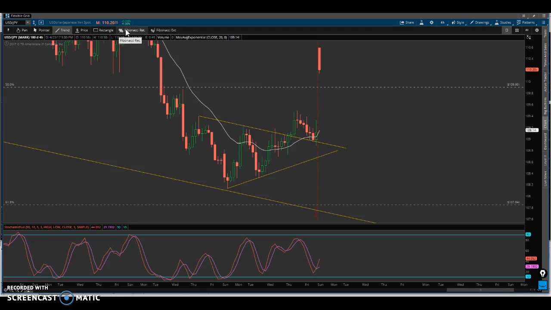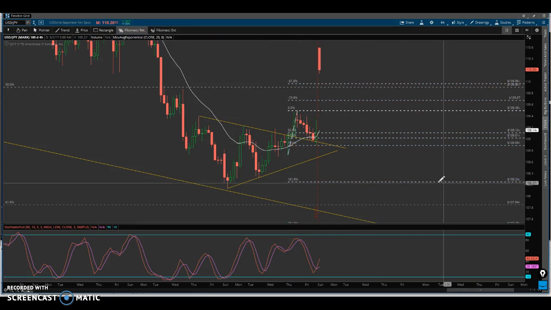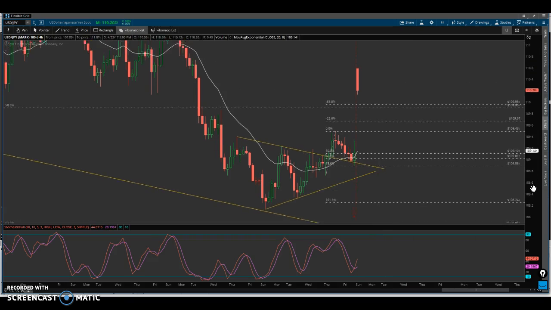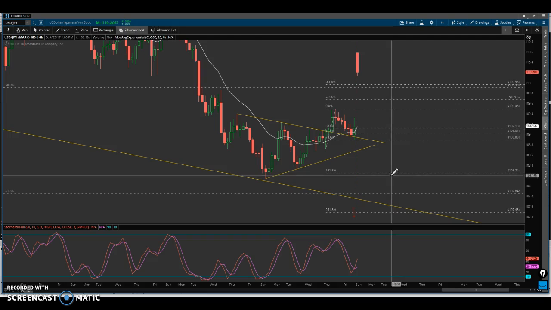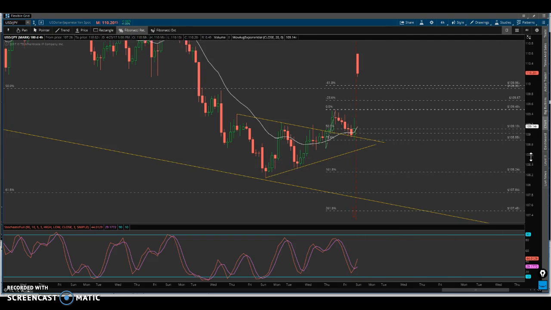So what I did was, we had that daily pin bar down here, and then on the 4-hour chart we had a nice pin bar rejection from these lower levels here, which stimulated the breakout. So I fibbed that little impulse move there. You can see it better on the 1-hour chart, but I've been doing most of my stuff lately on the weekly, daily, and 4-hour charts.